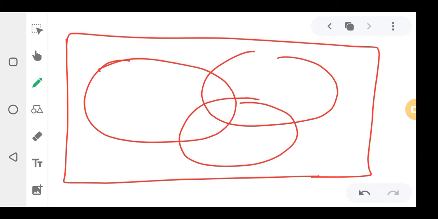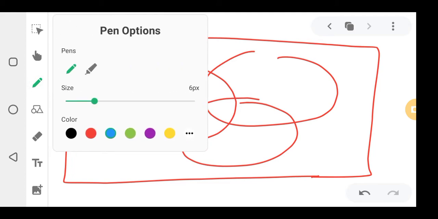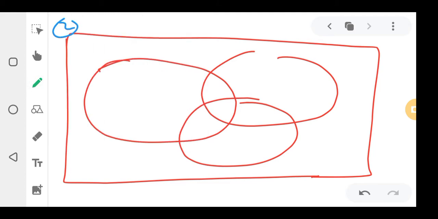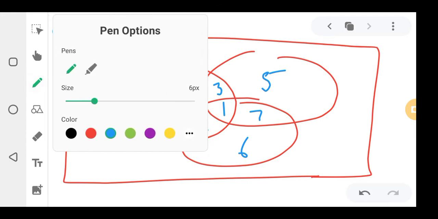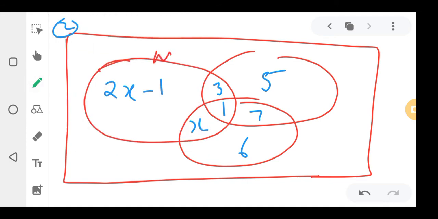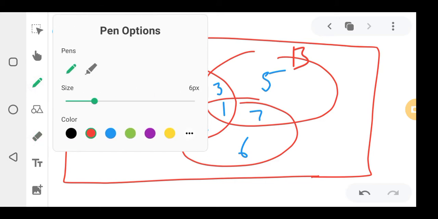This is a different question. Don't start getting confused; that one we already did. So this is question 2. They can say 2x minus 1 here, 3 here, 1 here, let's say x here, 5 here, 6 here, 7 here. Same thing. They can say this is mathematics, this is biology. Use another different color so that you understand.